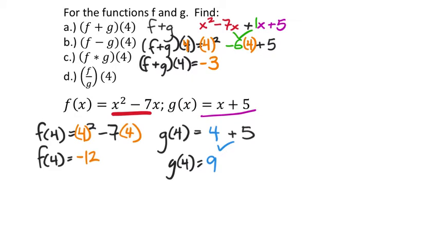Negative 12, and negative 12 plus 9 would be negative 3. Now it works. All right, the world is good again. Okay, so up here, let's do part B. I'm just going to drop it, though.